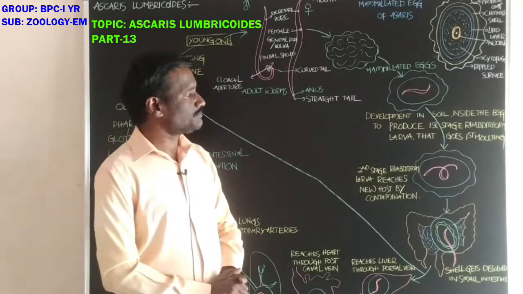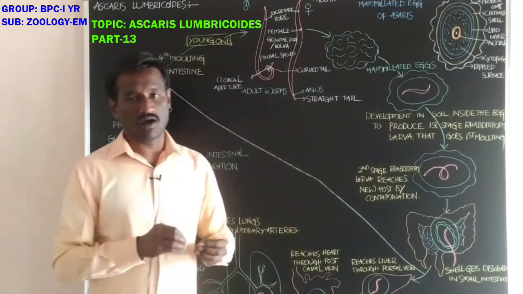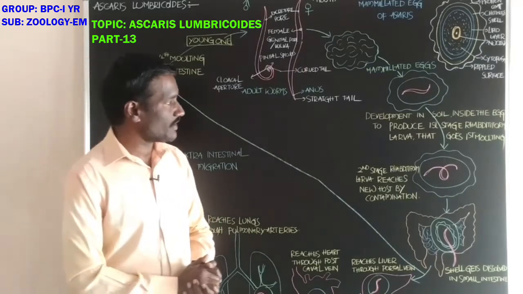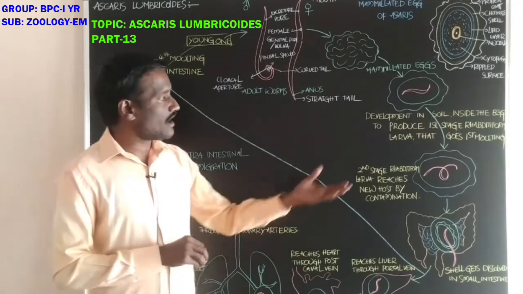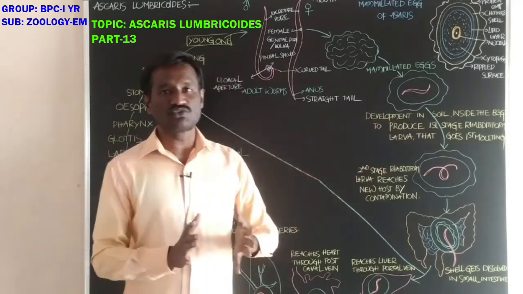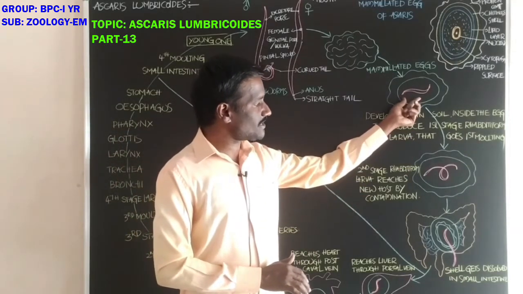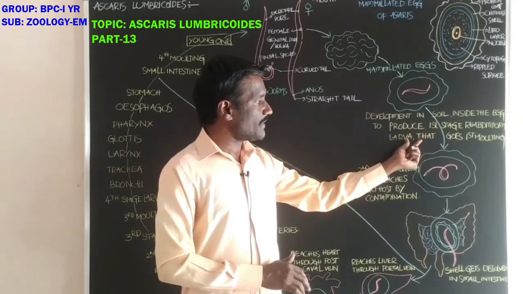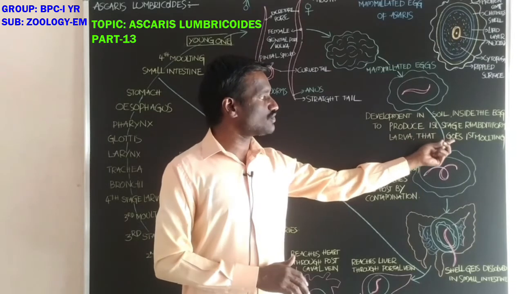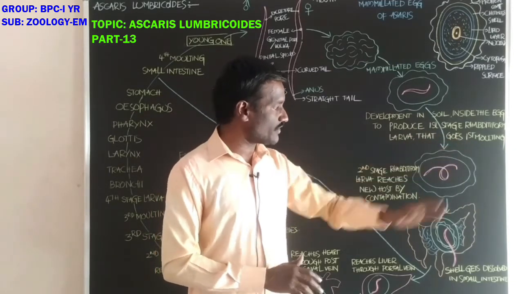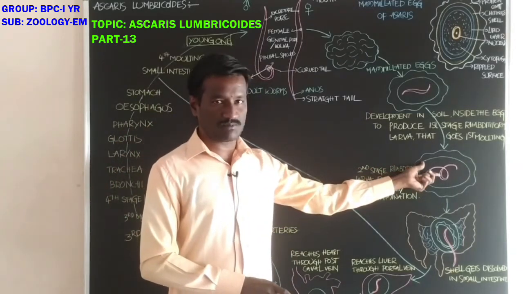Okay student, these are the embryonated eggs in the inner part. Development takes place inside the egg in the soil to produce the first stage rhabditiform larva. This first stage rhabditiform larva goes to the first molting, and the second stage rhabditiform larva develops.